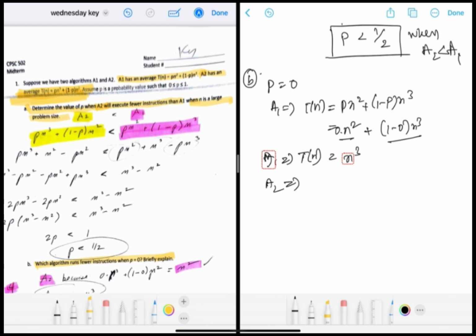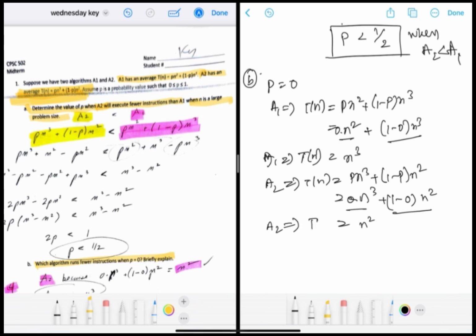So for A2, T of n is equal to P n cube plus 1 minus P n square. So here, if we substitute P equal to 0, 0 times n cube plus 1 minus 0 times n square. So this is 0. This is going to be n square. So this is T of n when P is equal to 0. So here A2 has fewer instructions. So for B, the solution is A2.